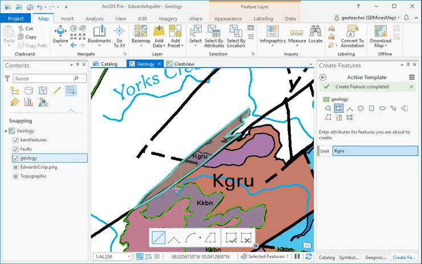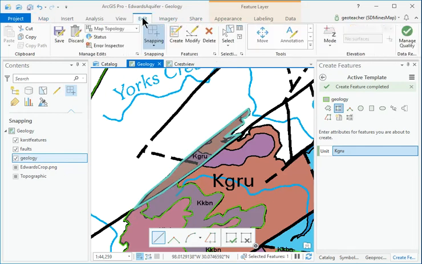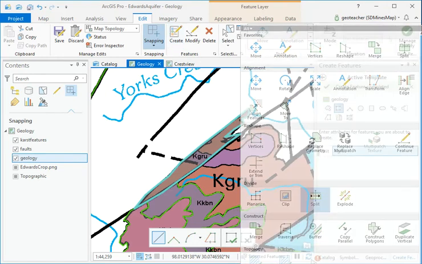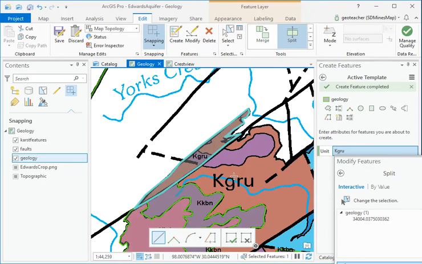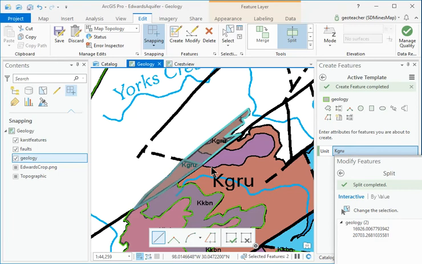While the slice is highlighted, choose Edit, Tools, Split. Digitize across the slice along the fault, starting and ending outside the slice. The slice is cut in two.